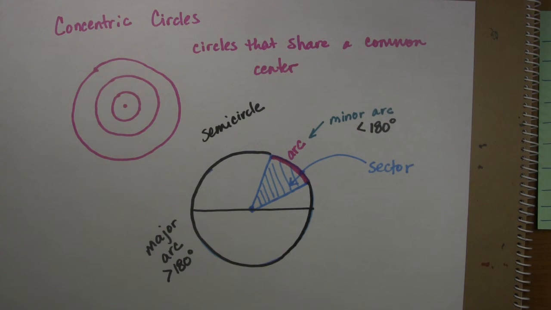Okay, so that's minor arcs and major arcs and secants and tangents, and that is pretty much enough to get you started with circles. So that's what you need to know.